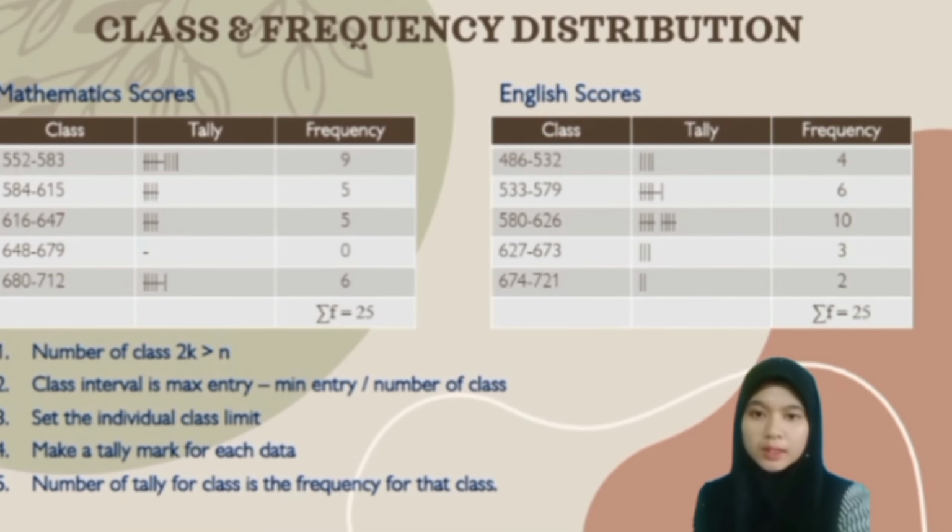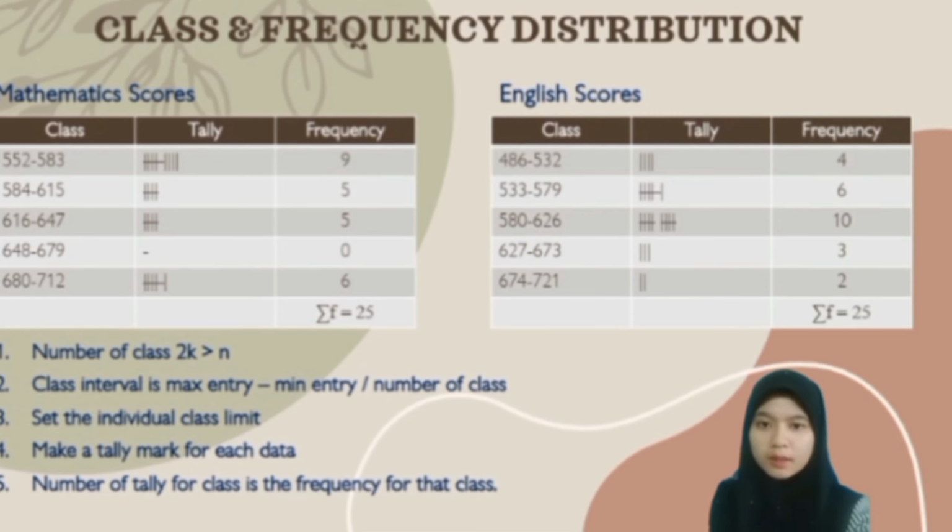Step 2. Determine the class interval, or class width. The formula for class interval is maximum entry minus minimum entry, divided by the number of classes. For mathematics score, the maximum entry is 712 while the minimum entry is 552, divided by the number of classes, so the total is 32. For English score, the maximum entry is 721 while the minimum entry is 486, divided by the number of classes, so the total is 47.